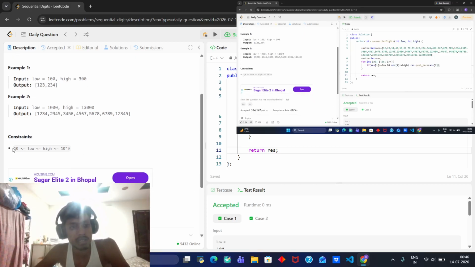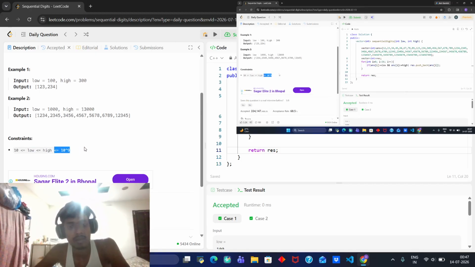We have the constraint that low is greater than or equal to 10 and high is less than or equal to 10 to the power 9.